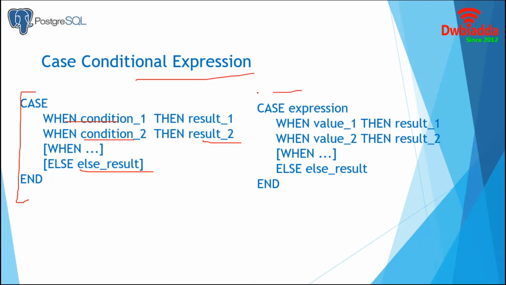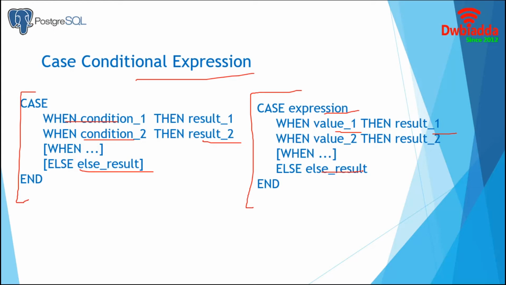Now consider the other case. This is known as simple form. For this, the case first evaluates the expression and compares the result with each value in the when clause sequentially until it finds a match. Once the result of the expression equals a value in a when clause, the case returns the corresponding result in the then clause. If case doesn't find any match, it returns the else result, or null value if the else is not available.